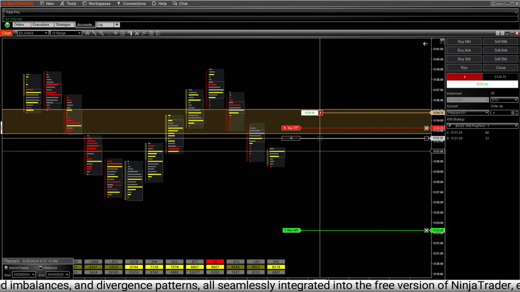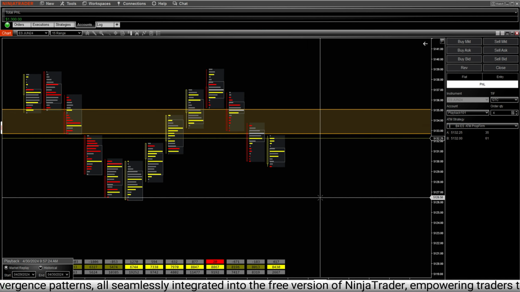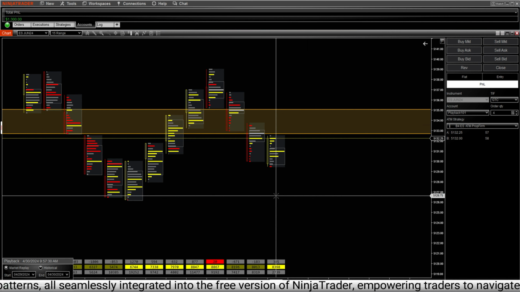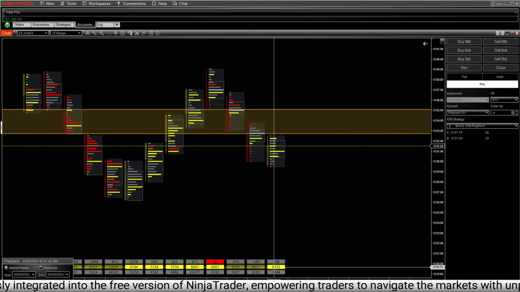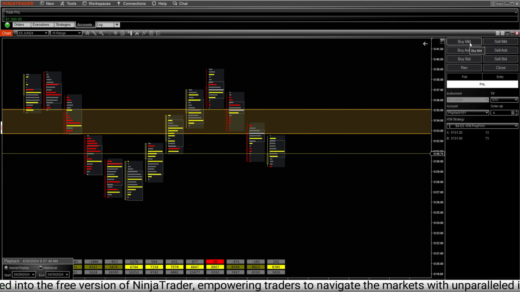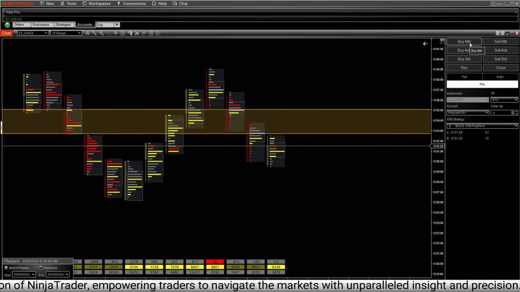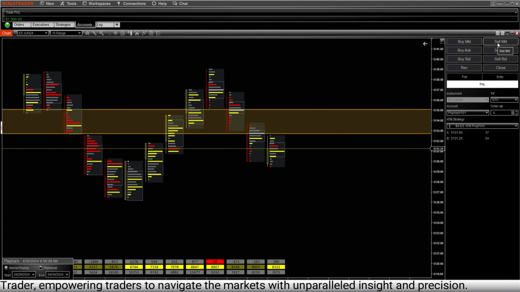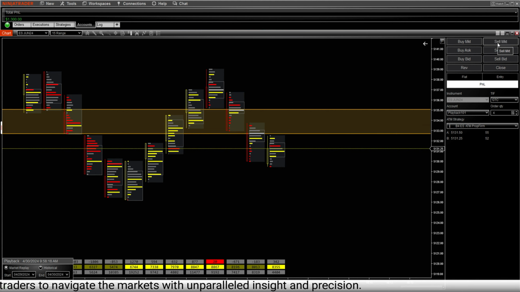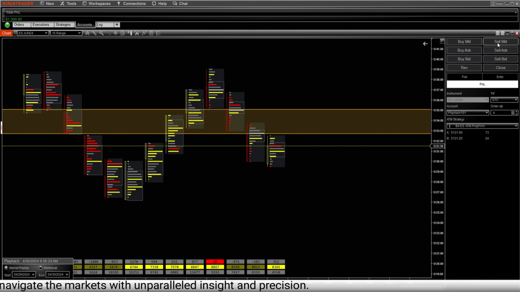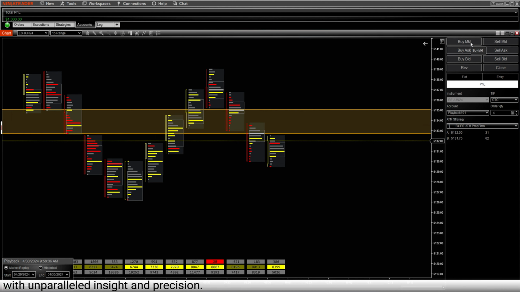Bulls are stepping in there. I'm going to guard it behind that POC. Okay, that takes me out. Guys, we're up to $1,300.